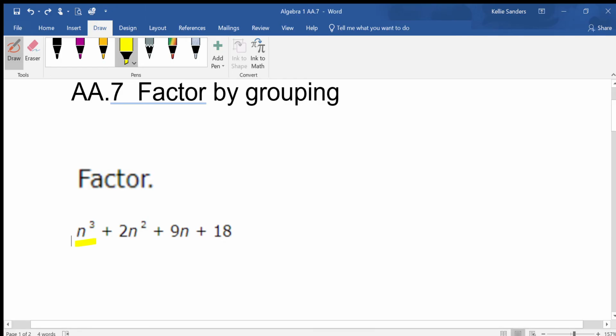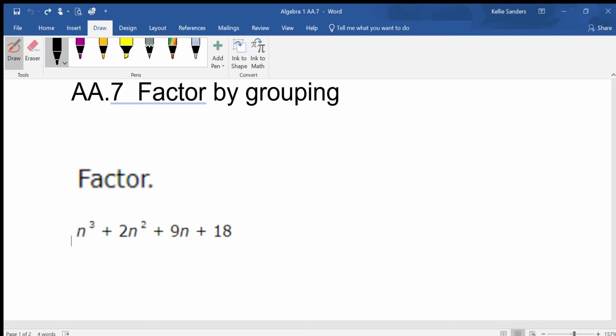Okay, so there's nothing we can take out. Then is it 2 terms, 3 terms, or 4 terms? And in this case, it's 4 terms, right? Anytime you have 4 terms, we are going to do factor by grouping. And what we're going to do here, we're going to make sure it is in descending order. What do I mean by that? We have a 3, a 2, a 1, and then we don't have 1. So that's what I mean by descending order.